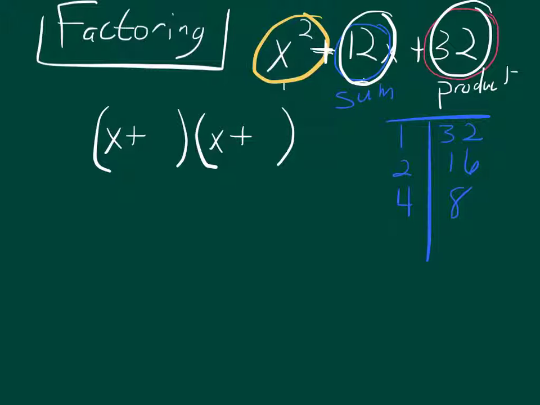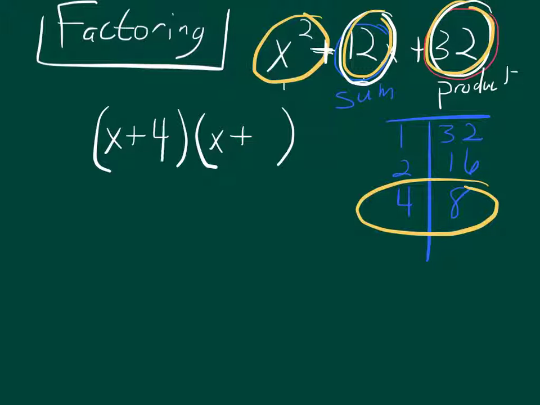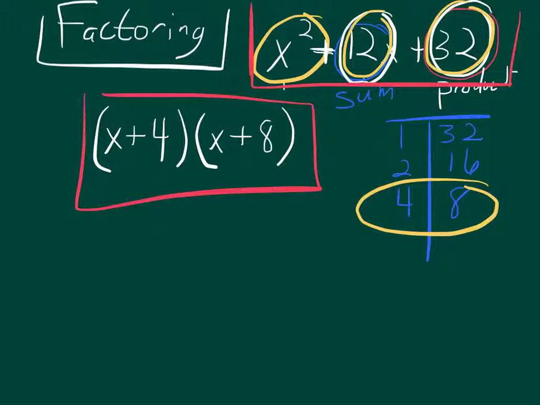And since they're both going to be positive, it makes it real easy. As you can already tell, the two factors that work are going to be 4 and 8, because 4 plus 8 is 12, and 4 times 8 is 32. So your binomial pairs in this case are x plus 4 and x plus 8. There you go. You have it. You have now factored this original trinomial into a binomial pair of x plus 4 and x plus 8, and that's factoring.